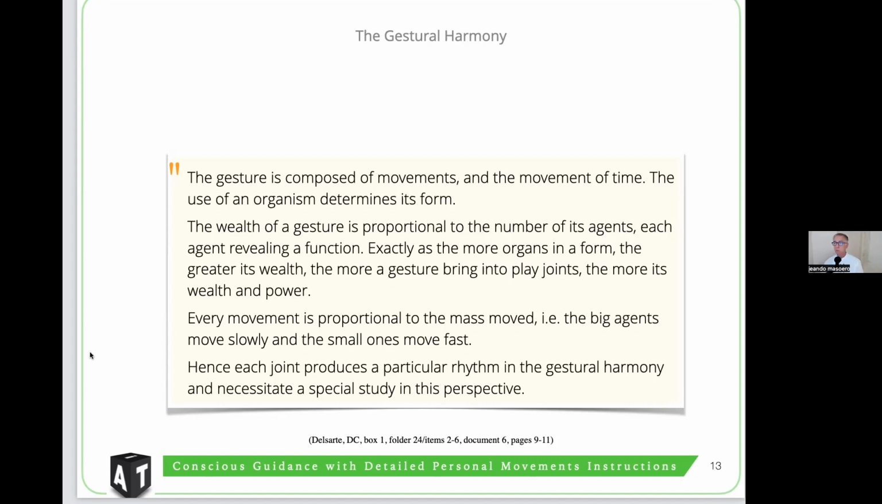So then the wealth of a gesture is proportional to the number of its agents, each agent revealing a function. Exactly as the more organs in a form, the greater its wealth. The more a gesture brings into play joints, the more its wealth and power.